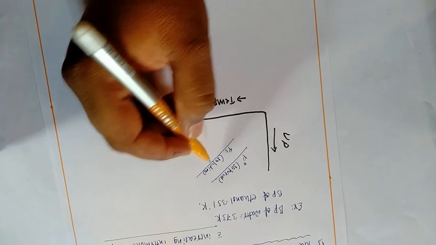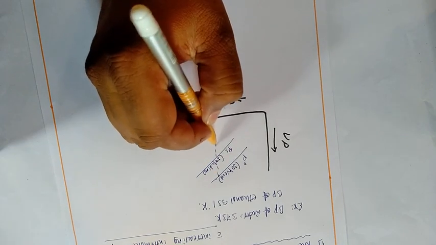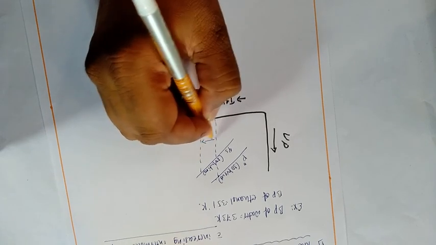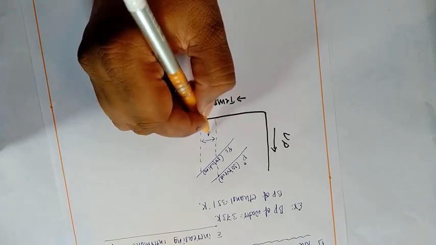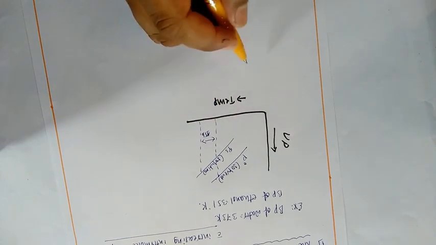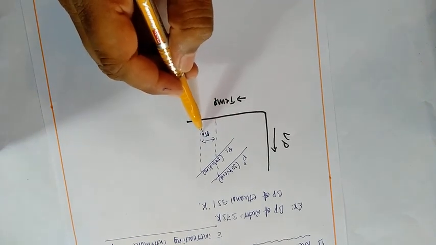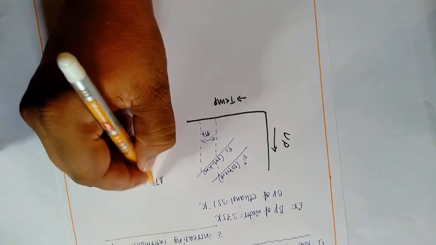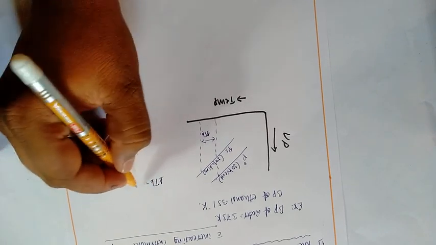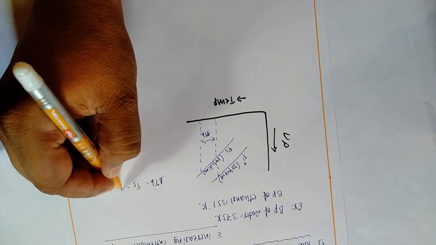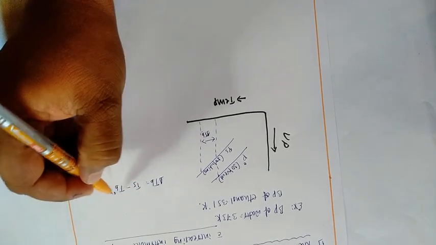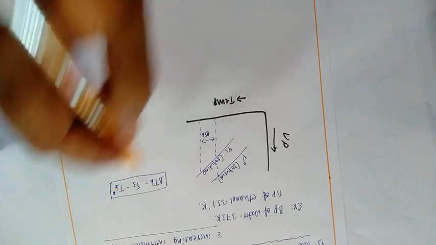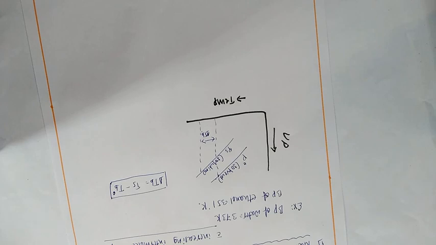Means this one is solvent line, this is solution line. The difference between solvent and the solution is delta TB, and the difference between the temperature and its boiling point. So delta TB is equal to Ts minus TB naught. So this is the expression for elevation of boiling point.